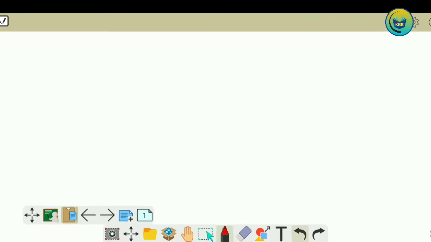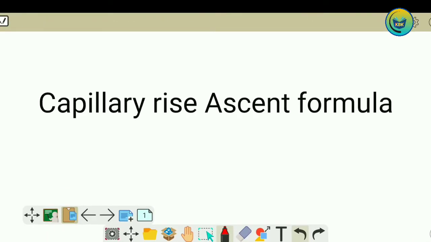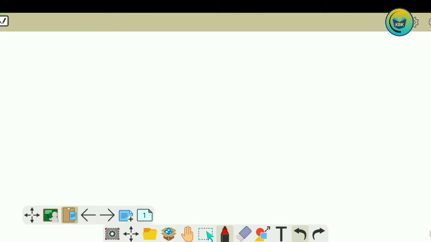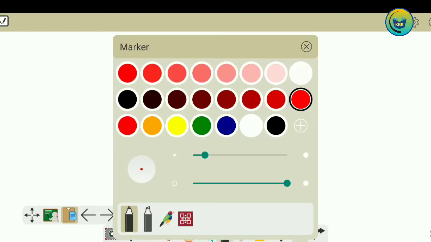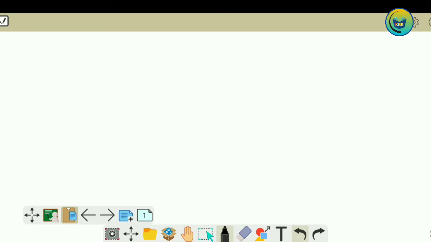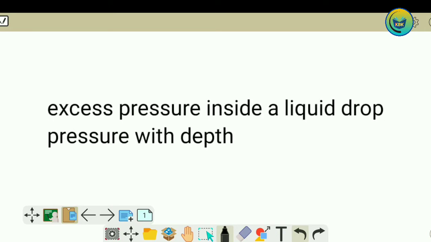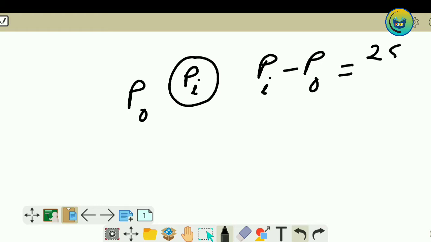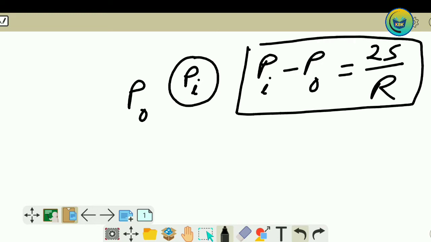Let us study capillary rise, and find out how much the liquid will rise or how much it will go down. Before we study that rise and fall, we need to know the excess pressure inside a liquid drop. I have done this in my previous video. This is the internal pressure and this is the outside pressure. Then the excess pressure will be Pi minus P naught equal to 2S by R, where S is the surface tension and R is the radius of the liquid drop.